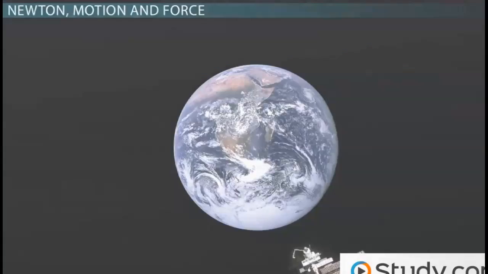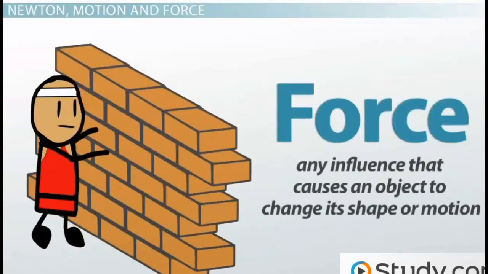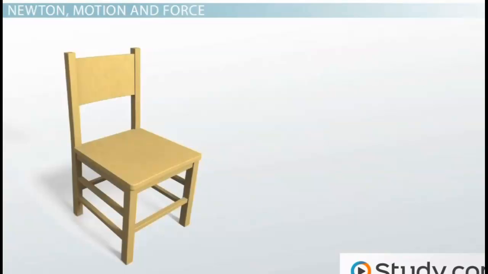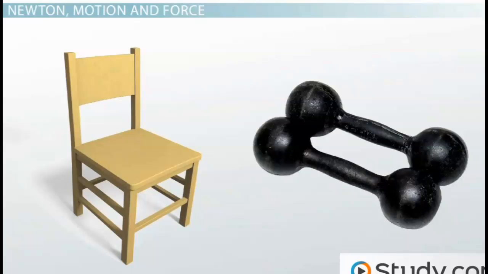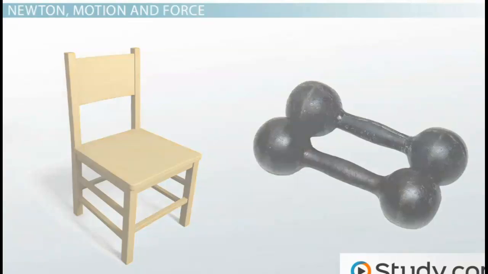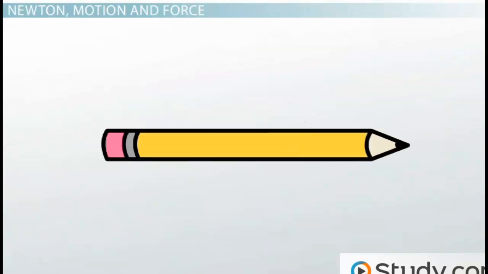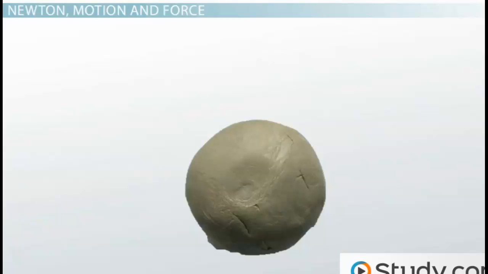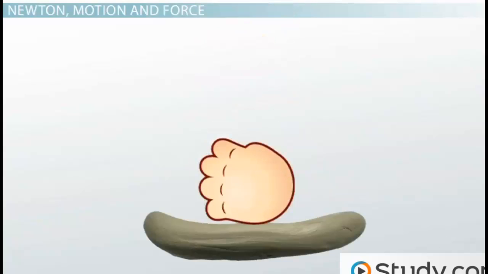Well, the short answer to these questions is force, which is any influence that causes an object to change its shape or motion. For example, I must apply force to move a heavy object such as my chair or a set of dumbbells. In fact, I have to apply a force, albeit not as much, to move even a lighter object such as my pencil. If I press down on a ball of clay, the force of my hand causes the clay to change its shape. In this lesson, we will explore the relationship between force and motion as explained by Newton's laws.